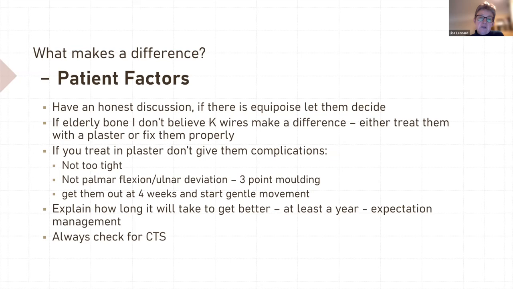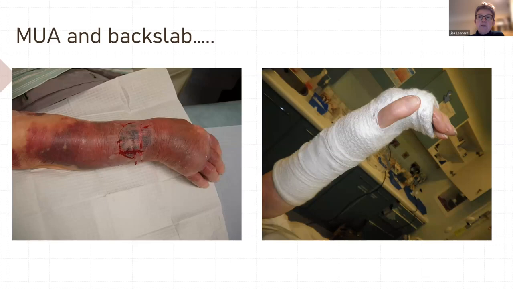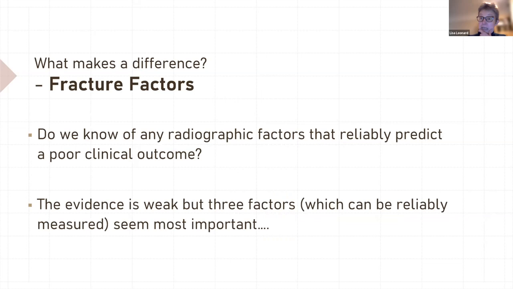So this is bad, don't do this. And don't accept this back slab from ED either. I think there were 3 rugby players attempting to reduce this little old lady's arm, and they didn't actually improve the x-ray either, which is a shame.